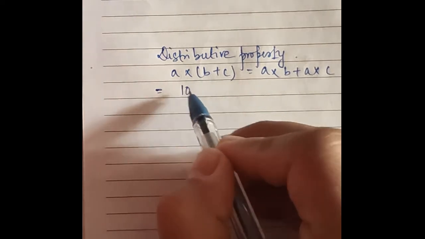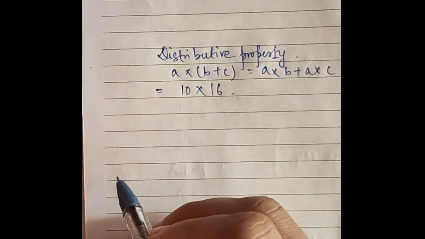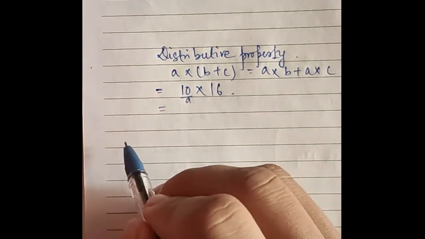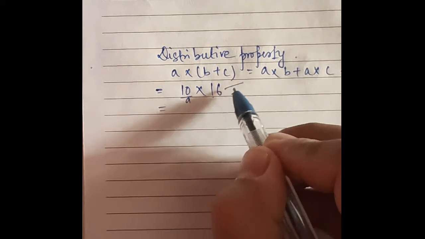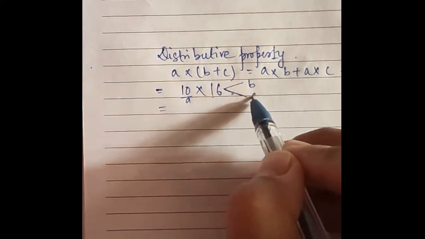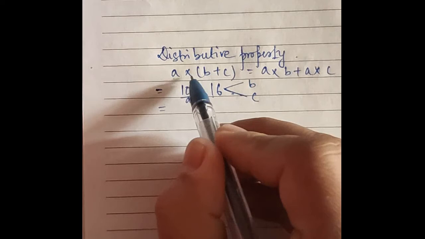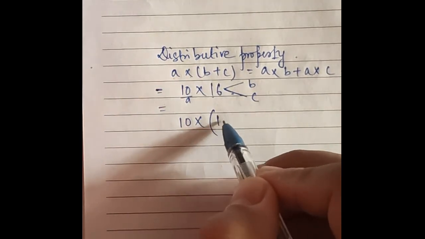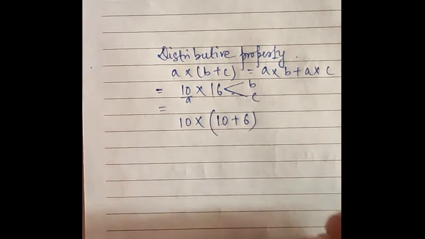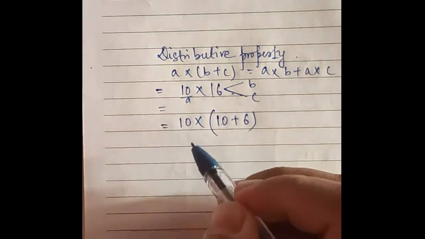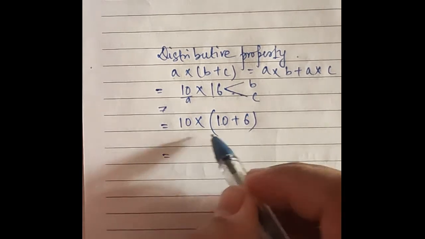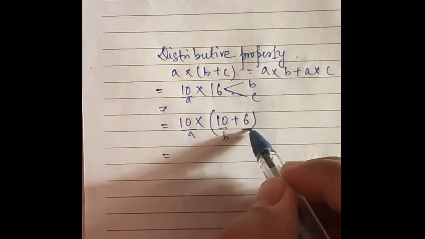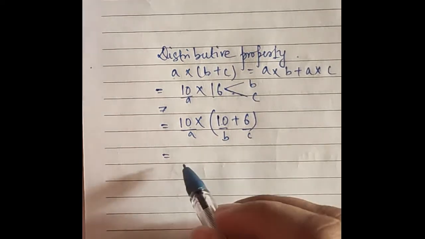Suppose you have 10 into 16, the simplest example I want to solve. If you want to keep this as A and break this number into B and C, because you have A into B plus C, so 10 into, inside the bracket, let us write 10 plus 6, which is also 16. We can do that using the distributive property. So now this is your A, B is your 10 and C is your 6. Do not get confused.